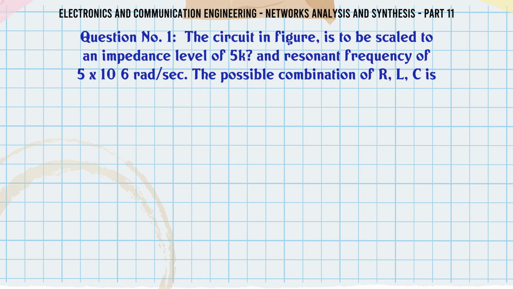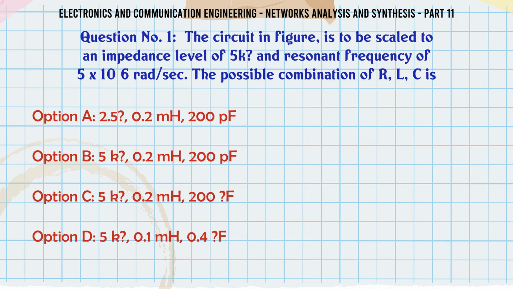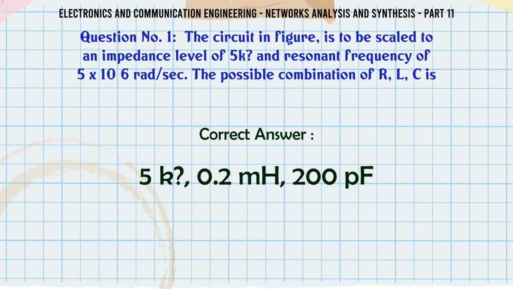The circuit in the figure is to be scaled to an impedance level of 5K and a resonant frequency of 5x10^6 rad/sec. The possible combinations of R, L, C are: A, 2.5, 0.2 mH, 200 pF; B, 5K, 0.2 mH, 200 pF; C, 5K, 0.2 mH, 200 pF; D, 5K, 0.1 mH, 0.4 F. The correct answer is 5K, 0.2 mH, 200 pF.